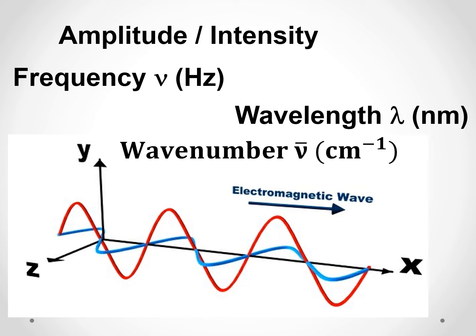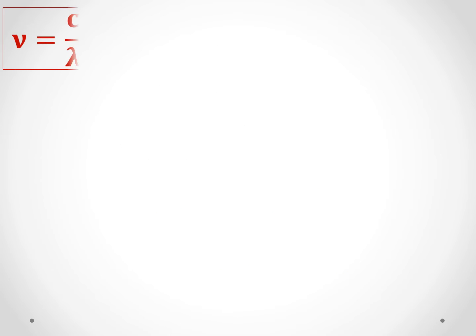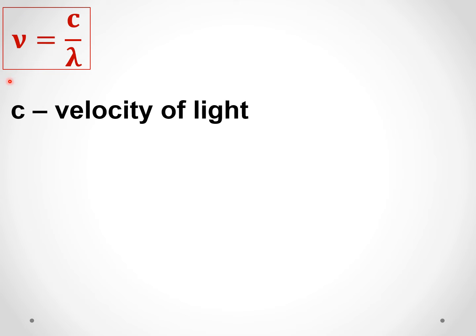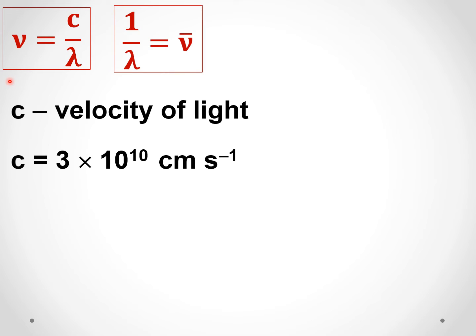What is the relation between these terms: frequency, wavelength, and wave number? So nu is equal to c by lambda, where c is the velocity of light, and 1 by lambda is equal to nu bar. So these are the two relations. Nu is equal to c by lambda, and 1 by lambda is equal to nu bar. The value of c in centimeter per second is 3 into 10 raised to 10. Why we are taking centimeter per second, we will see that later.